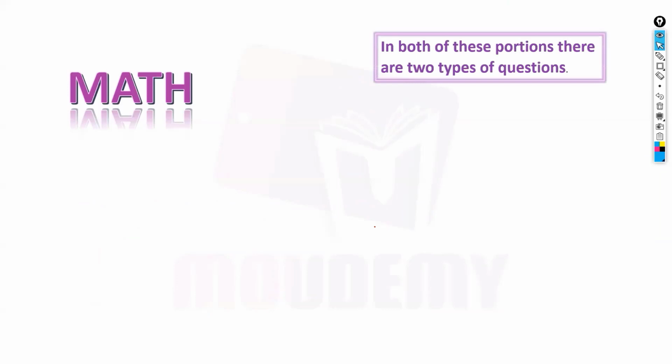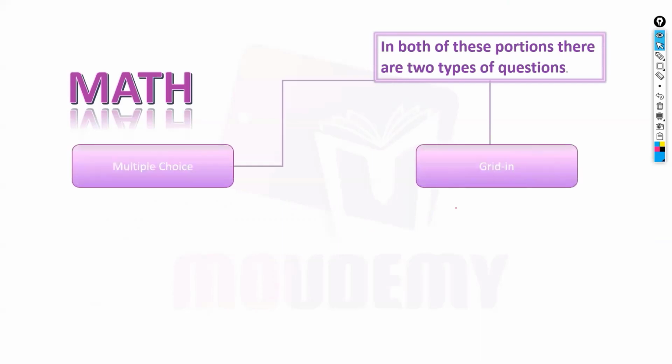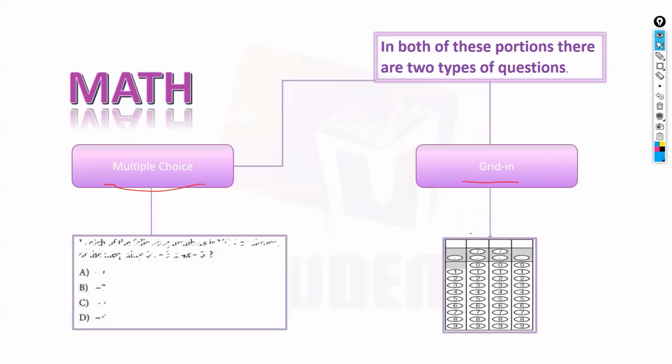In both of these portions, there are two types of questions: a grid-in and a multiple choice. We are probably familiar with the multiple choice, but what is a grid-in? I'll tell you. Multiple choice, as you can see, is really easy. A, B, C, D. We all know this type.